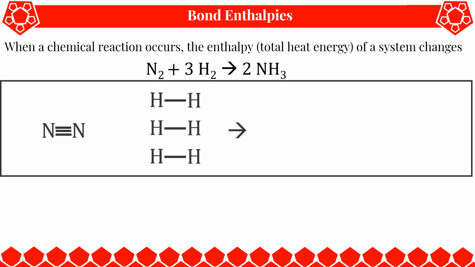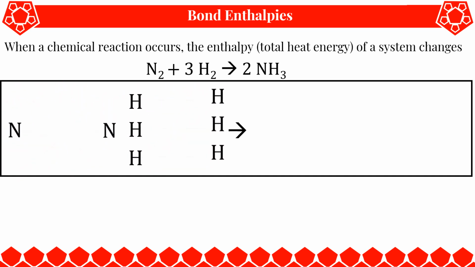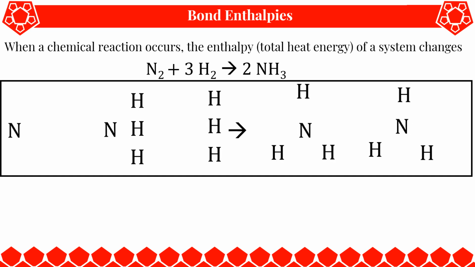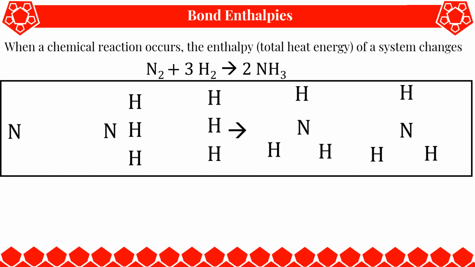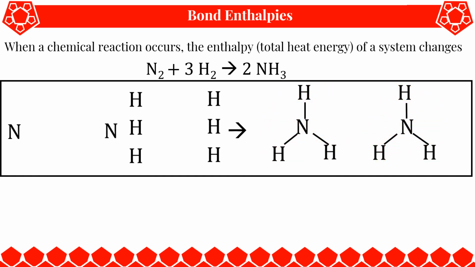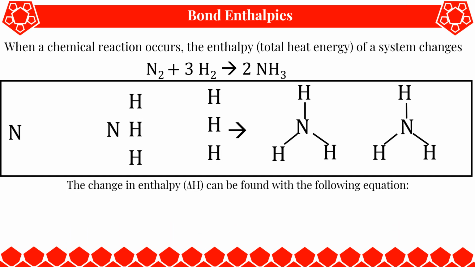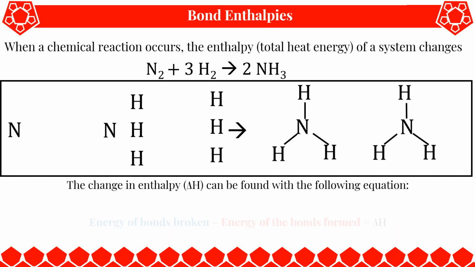If we take a look at this one, we're starting out with a triple bonded nitrogen, and we have 3 hydrogen single bonds. We're going to pay the price, spend the energy to break these bonds, put energy in to break those bonds. It costs energy to break those bonds. And then, when those atoms have been broken apart, they can rearrange, and after they rearrange, we can form some new bonds. When that bond is formed, energy is released. Okay? So now we're going to use our equation as before to find the change in enthalpy, the change in heat energy from this process.